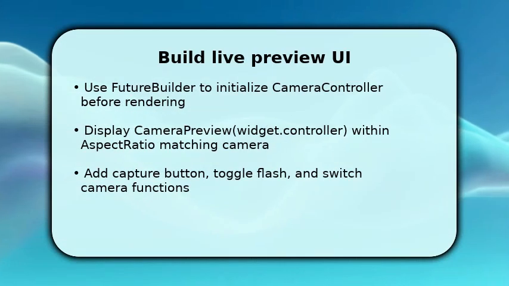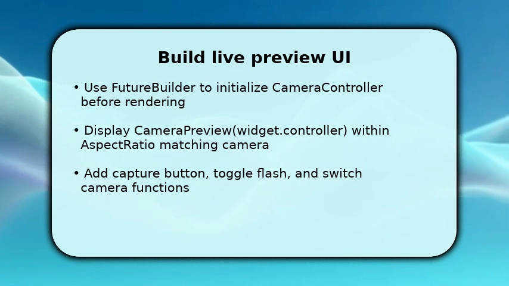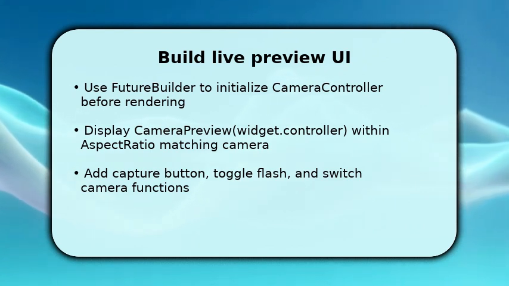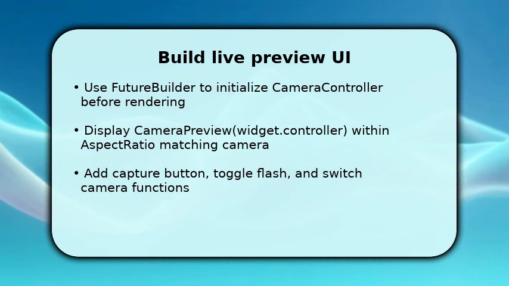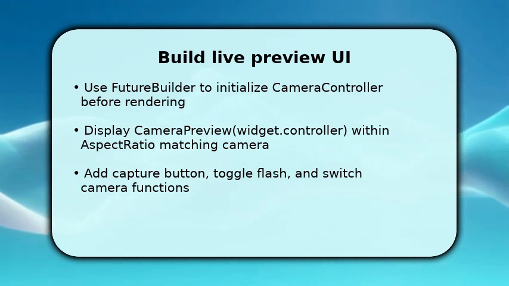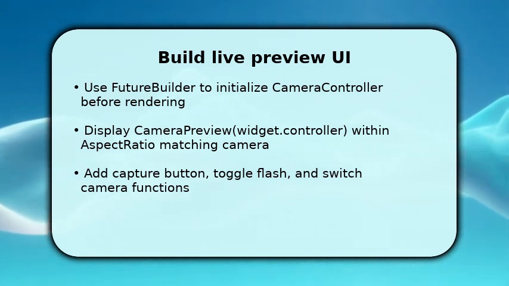You now wire the preview into the widget tree. Initialize the camera controller inside initState and expose the result to a FutureBuilder so the UI waits safely. Then render CameraPreview controller, wrapped in an AspectRatio to preserve sensor ratio, and layer controls using a Stack for buttons. Implement a capture button that calls takePicture.